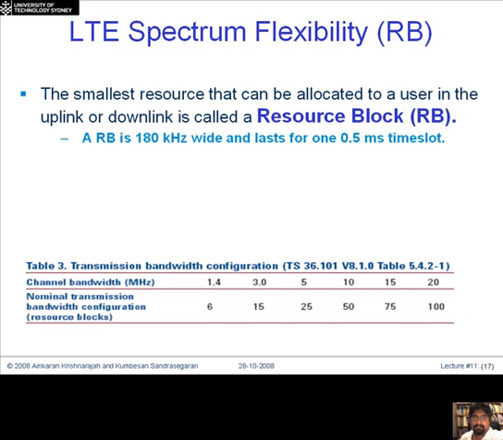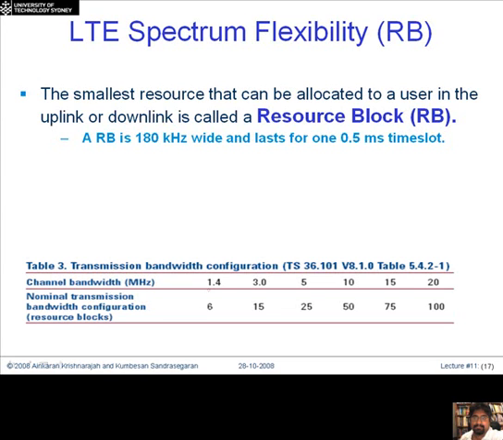A resource block is essentially 180 kilohertz wide and lasts one time slot, and one time slot is 0.5 milliseconds in the LTE standard. Remember, a radio block is something that comes from GPRS, so that is quite different to a resource block. A resource block refers to a group of frequencies and also one time slot.